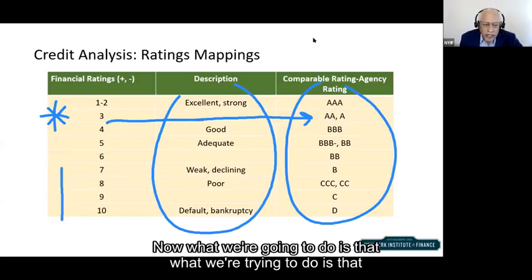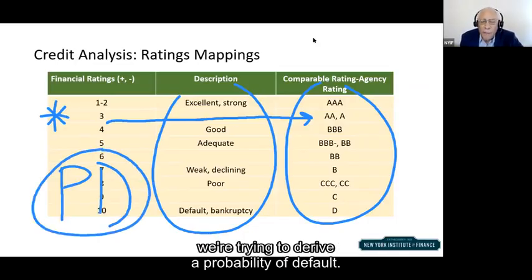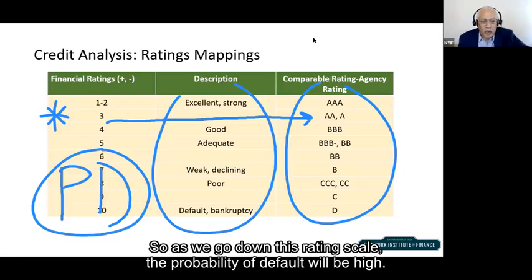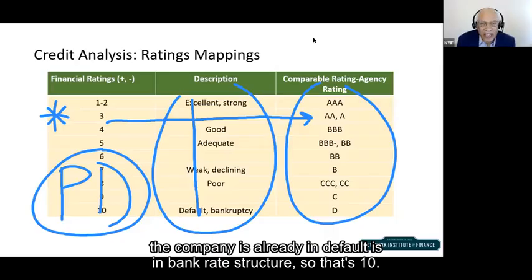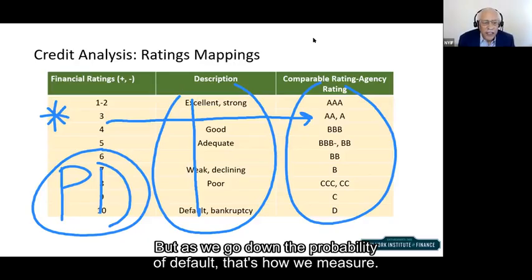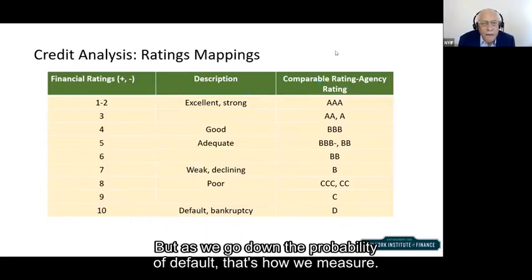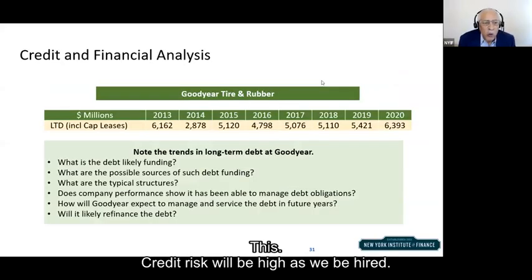Now, what we're trying to do is derive a probability of default. So as we go down this rating scale, the probability of default will be higher. Now you see the D rating or 10 rating, the company is already in default. It's in bankruptcy. So that's a 10. As we go down, the probability of default, which is how we measure this credit risk, will be higher.